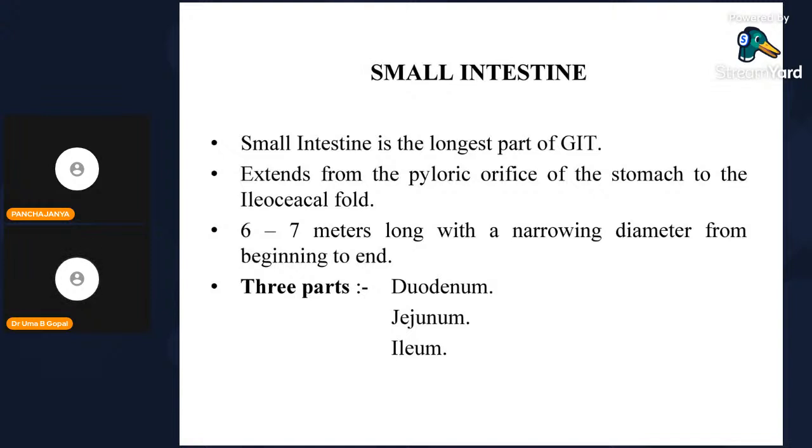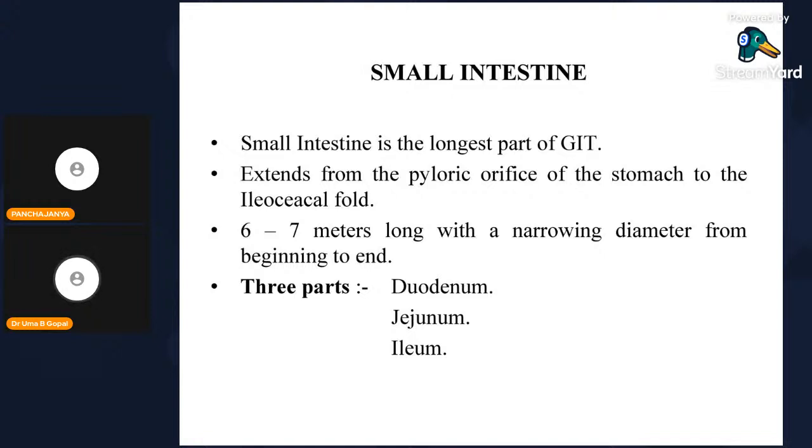Small intestine, anatomy of small intestine. Longest part of GIT, extends from pyloric end of stomach to the ileocecal fold. 6 to 7 meters long with a narrowing diameter from beginning to end. So in an MCQ, they may ask the length of the small intestine. They may give 6, 7. You write 6, that is correct.